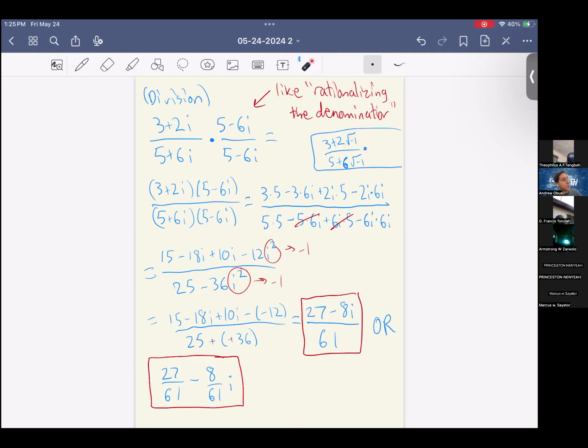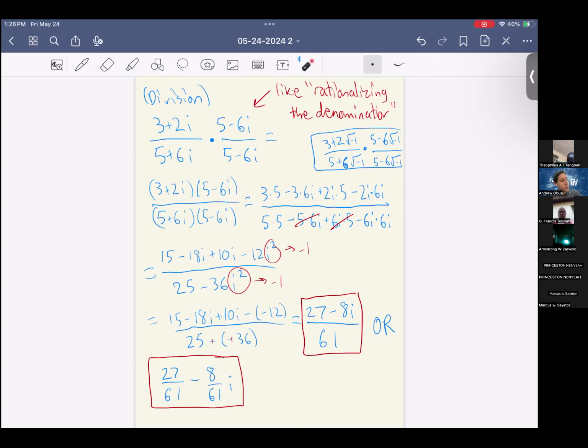It's the same thing that we're doing, just that it has a square root of -1 instead. So we can multiply this by 5 minus 6 times square root of -1 divided by 5 minus 6 times square root of -1. And this is exactly what we did over here. We just don't see the root because we call it i. But anytime you see an i in your mind, you want to remember that there's really a square root. It really is a square root of -1.